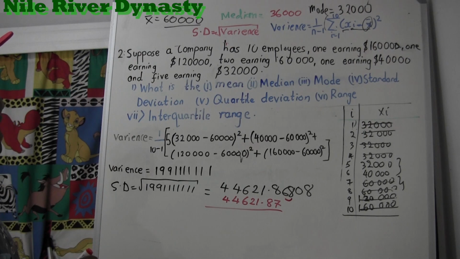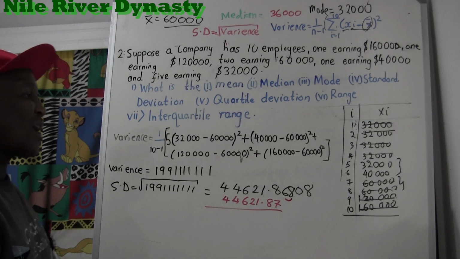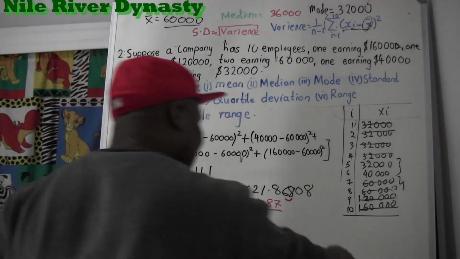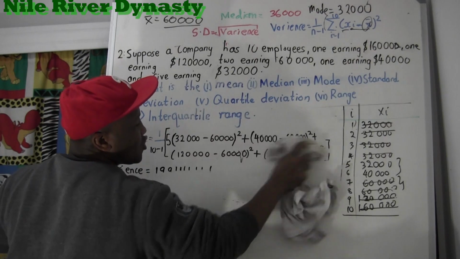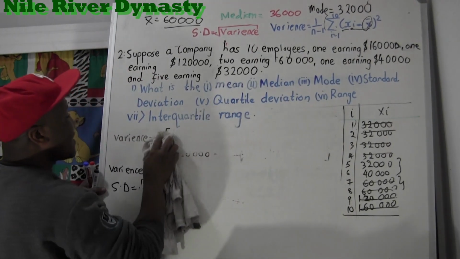Now we want to go to quartile deviation. So quartile deviation means you have to get the quartiles. So I don't need these. Let me make a space. Because we talk about quartile deviation, it means you need to know the quartiles, quartile 1, quartile 2, quartile 3, etc.